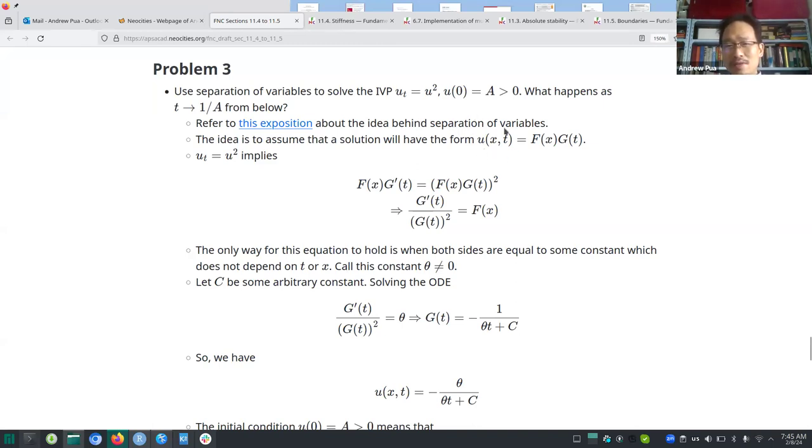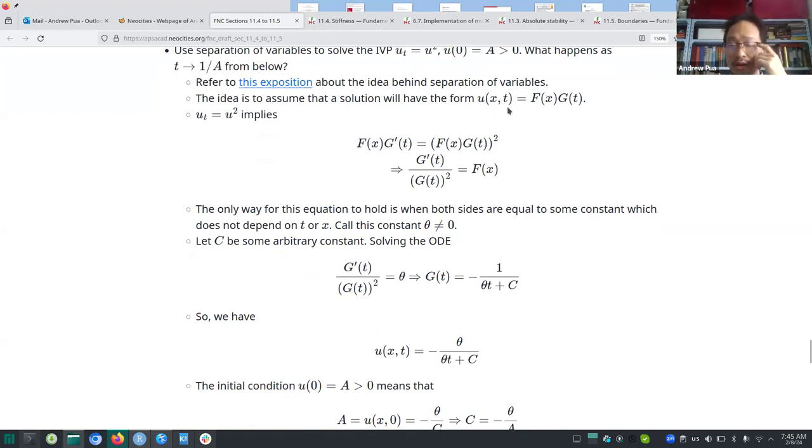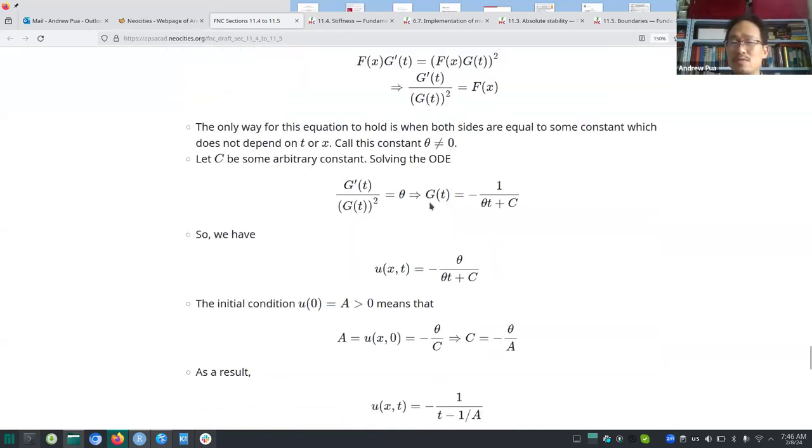The idea is that if you have a solution, it will have a form where you could split it into two parts, one which is a function of x and the other a function of t. From that assumed form of the solution, you quickly come to an equation: g prime of t divided by g squared is equal to f. The left side is purely a function of t, and the right side is purely a function of x, so the only way for this equation to hold is when both sides are equal to the same constant that doesn't depend on t and x. If you build off from that, you'll be able to solve for g of t, and then solve for f of x, and write down a solution.